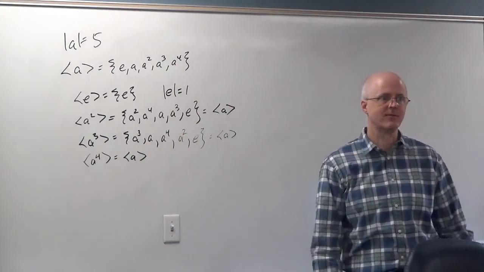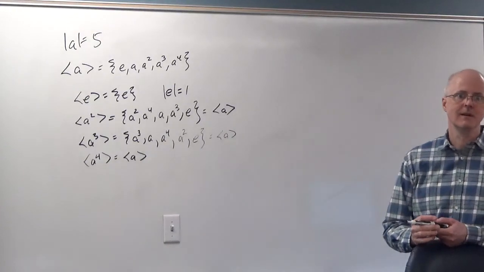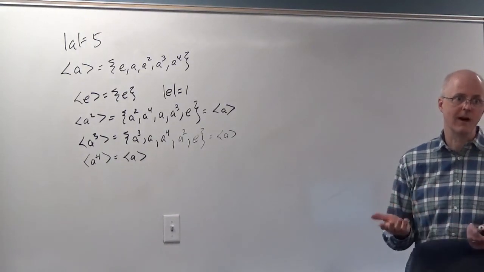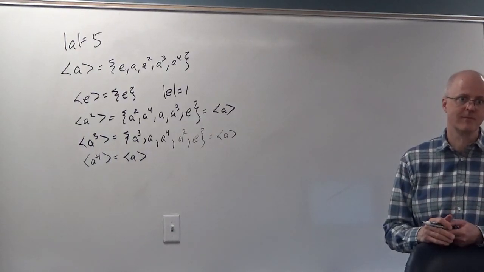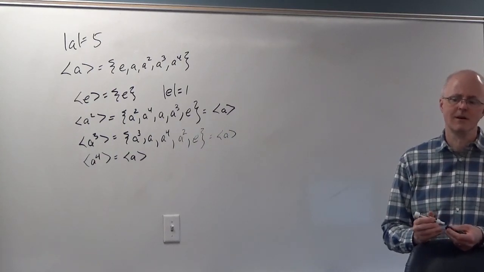So this one has 4 generators. And the subgroups only have order 1 and 5. They're the trivial subgroup and the group itself. There are no non-trivial proper subgroups to this group. Okay, let's take the quiz.